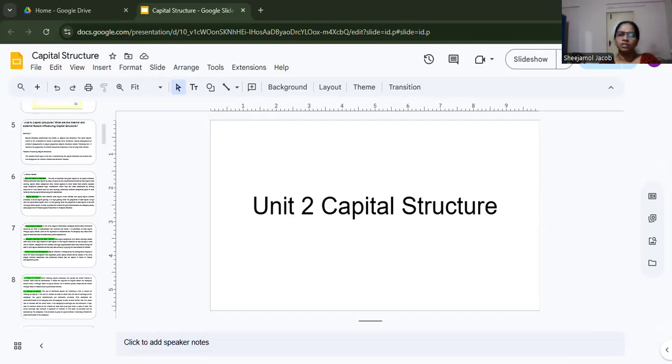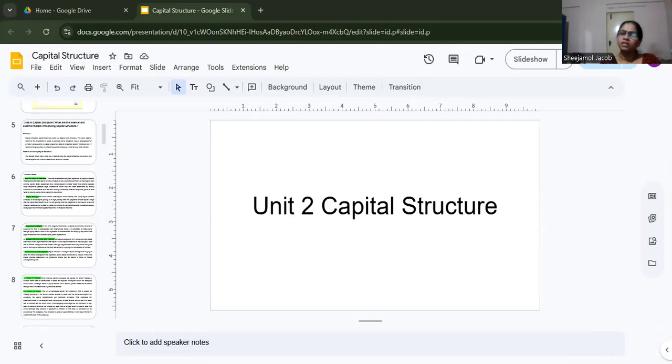Then the next one, adequate earnings and cash position. Developed companies with stable earnings utilize a large amount of debt capital in their capital structure as they can pay a fixed rate of interest. Companies with unstable earnings should not opt for debt in their capital structure as they may face difficulty in paying the fixed amount of interest.